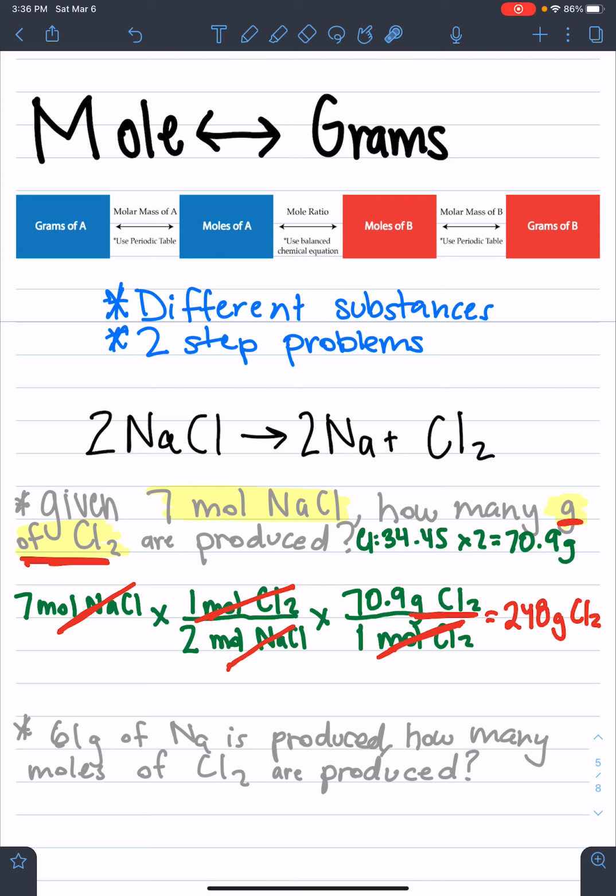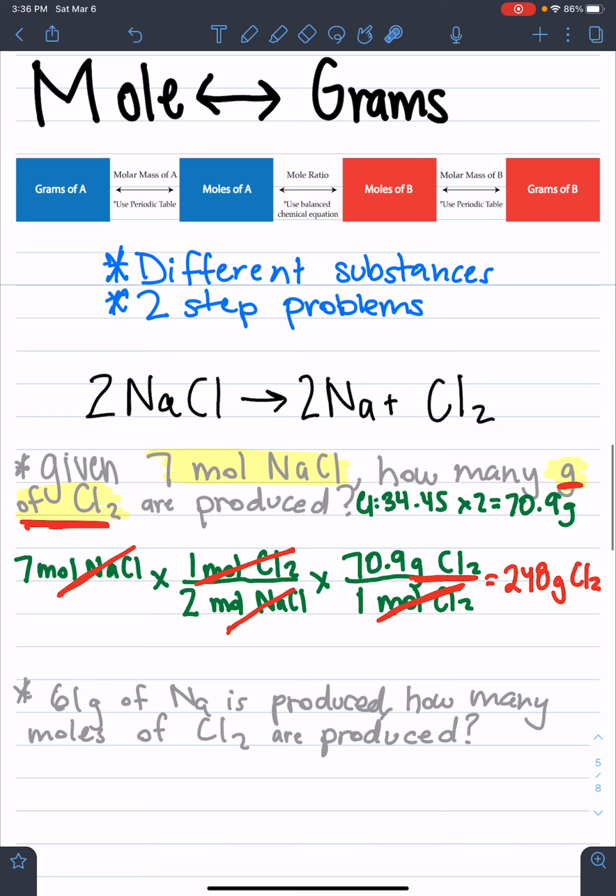Okay, we get our number from just doing our math, dividing and multiplying across, and you get your grams of Cl2 from that being the unit left over. All right, let's try to work on this next problem.